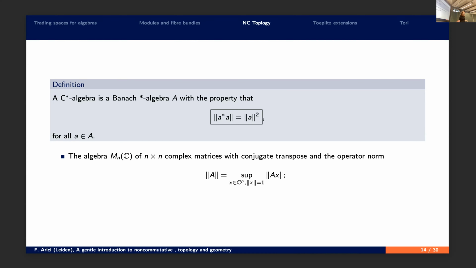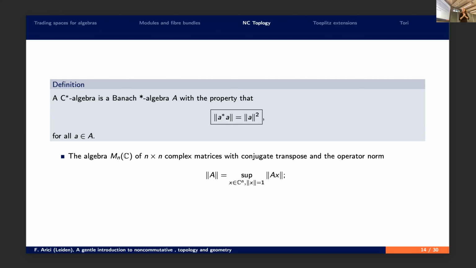So we just drop the commutativity that we saw so far. A C-star algebra is a Banach star algebra, so it's an algebra with a star. This involution is compatible with the algebraic structure, and there is a norm with respect to which A is complete. And this norm satisfies this identity, the norm of A star A is equal to the norm of A squared. As said, this may not be the case in arbitrary Banach star algebras, and it makes C-star algebras actually much easier to handle than general Banach algebras.